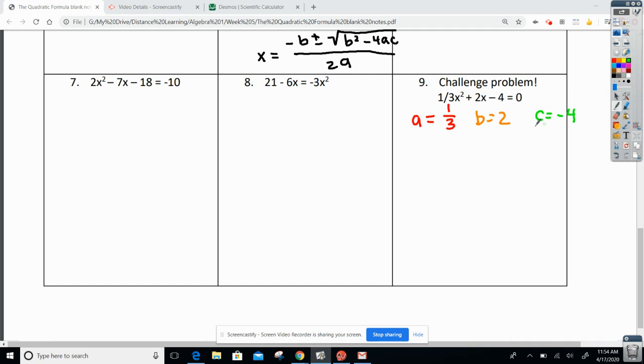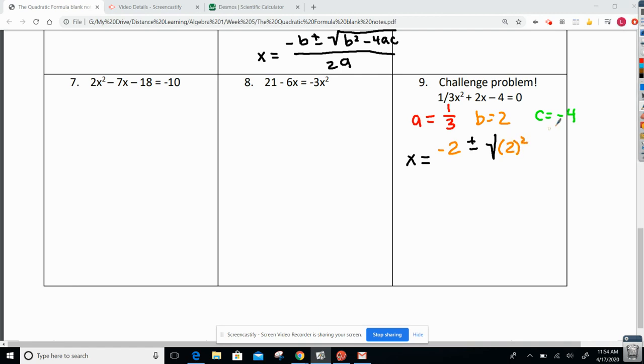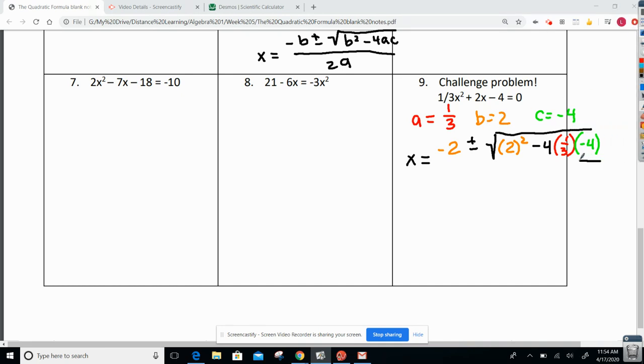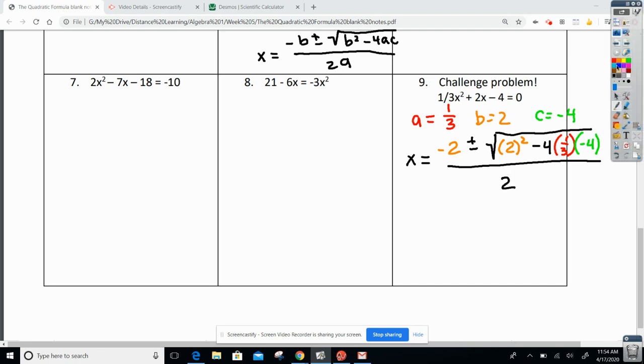All right, so what I'm going to do now is plug those in. X equals negative b value, negative 2, plus or minus the square root of b squared, so 2 squared, minus 4 times our a value, which is 1/3, times our c value, which is negative 4. And all of that is over 2 times our a value, which again is 1/3.